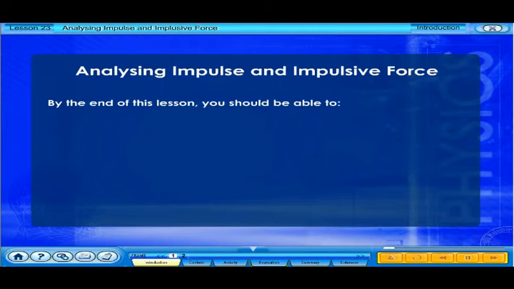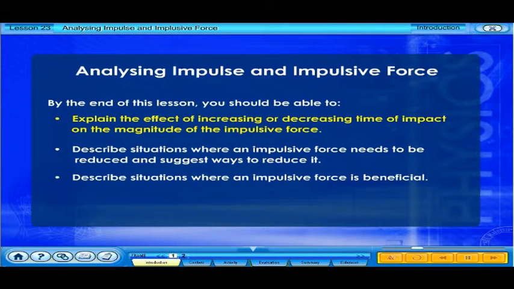By the end of this lesson, you should be able to explain the effect of increasing or decreasing time of impact on the magnitude of the impulsive force. Describe situations where an impulsive force needs to be reduced and suggest ways to reduce it. And describe situations where an impulsive force is beneficial.